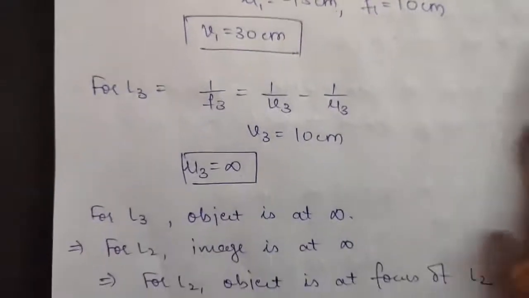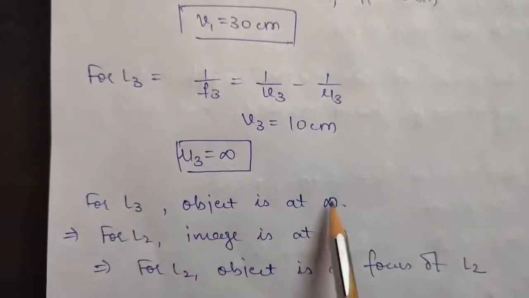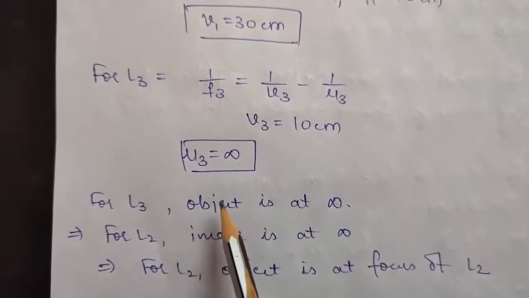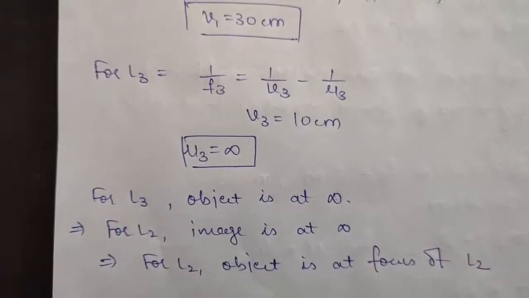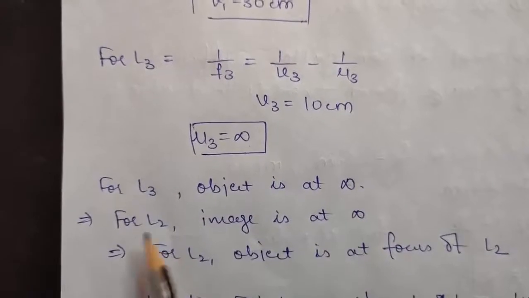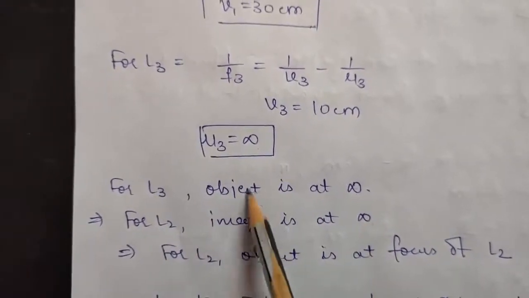Now understand what is the meaning of this. This means for L3 the object is placed at infinity. As you know, the image formed by the lens L2 will act as the object for L3. So if the object for L3 is at infinity, this means that the image for L2 is also at infinity, because these are the same.